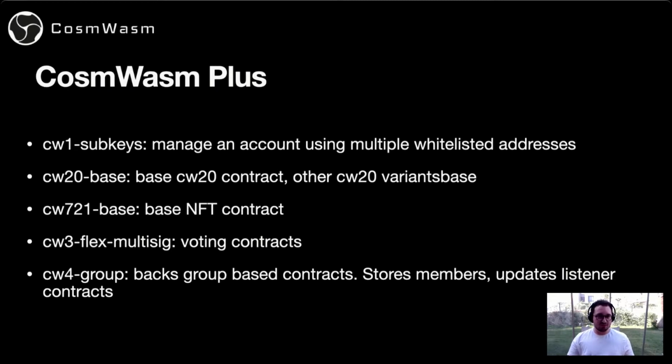Here are a few projects that I pretty much like and I would like to see more, and I will tell you what they are and go into more detail. There is CW1 subkeys. Its purpose is that you can manage an account as if it was a wallet on the chain. So you set up a smart contract which has multiple whitelisted addresses, and these addresses can execute a contract.